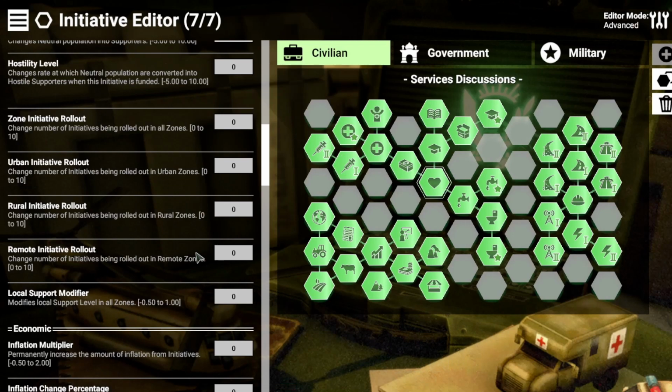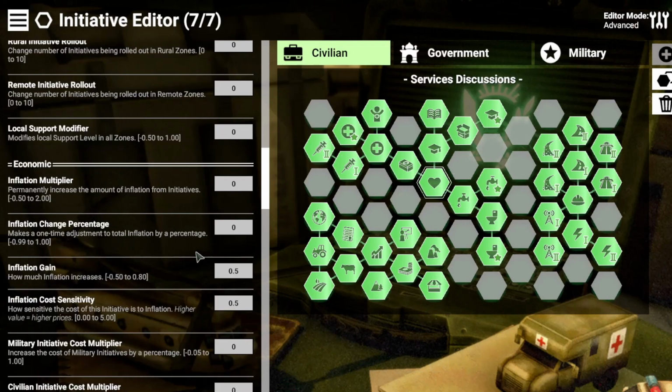0.5 seems to double your support. Inflation multiplier. Modify the inflation rate. Defaults to 0, touching is not needed. Inflation change percentage, self-explanatory. A value less than 0 will decrease inflation. Inflation gain, self-explanatory, defaults to 0.8. Inflation cost sensitivity. How sensitive the cost is relative to inflation. A cost of 2 means that the cost of this initiative is the cost plus doubled inflation.